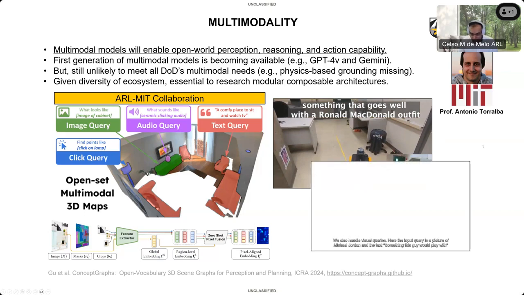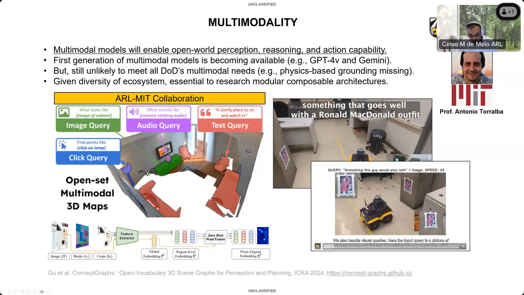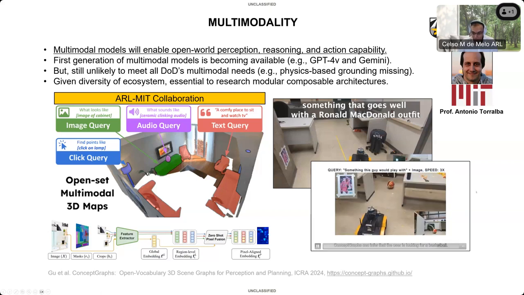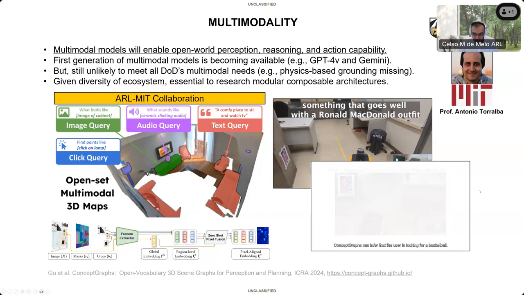Okay, so that's one example, but this one may be a bit more interesting. Let's say we show a picture without any information about who is in the picture. We just show the picture and we ask for something this guy would play with. And in the picture, by the way, we have Michael Jordan, who is a famous basketball player. So the robot is able to process this information multimodally and goes ahead and finds the basketball. Okay, so we're starting to see this kind of open-ended reasoning, and this introduces a whole new set of possibilities.